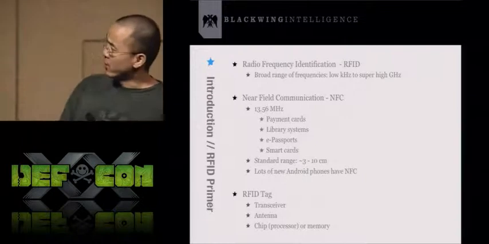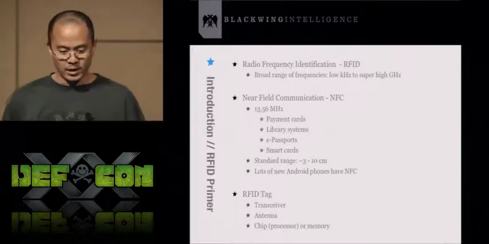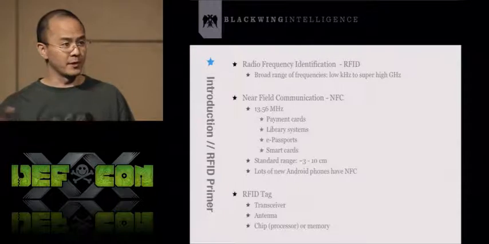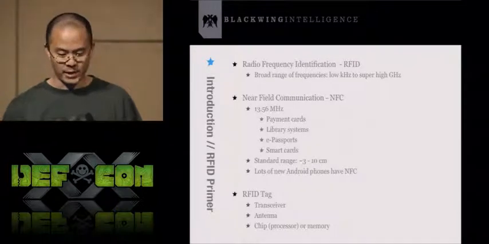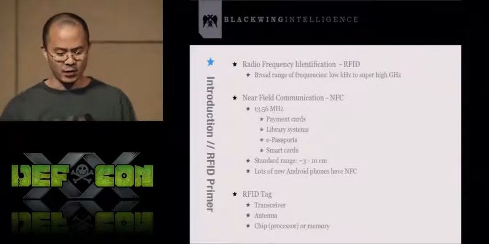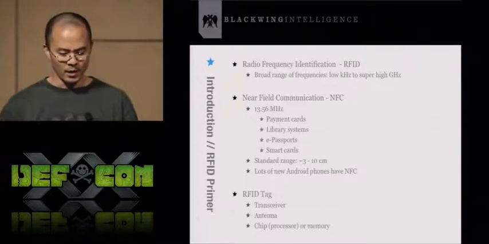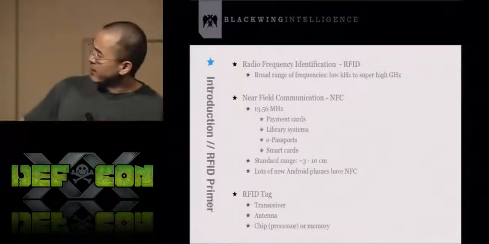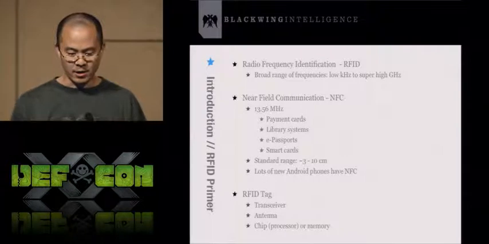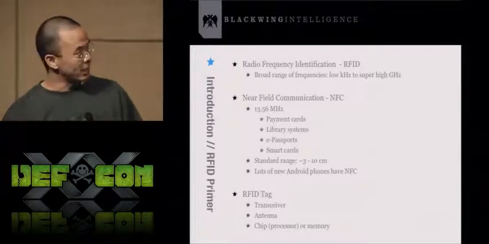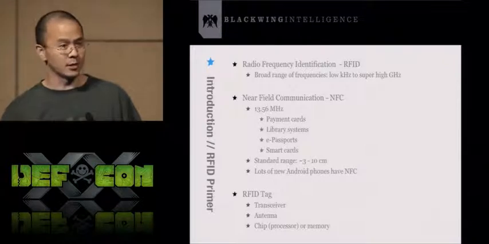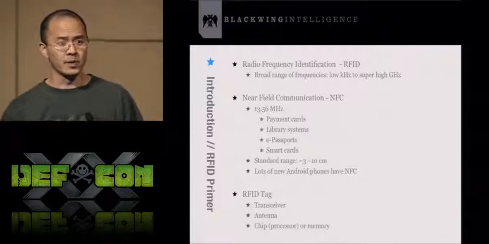So just a little primer information before we get started. RFID operates in a broad range of frequencies, from the low kilohertz range all the way to the high gigahertz range. NFC in particular runs in the 13.56 megahertz range. The applications that you typically find running in this spectrum are payment cards, library systems, e-passports, smart cards, things like that. The standard read distance range is about 3 to 10 centimeters. Of course, there's been research out there where people have been able to increase the range.